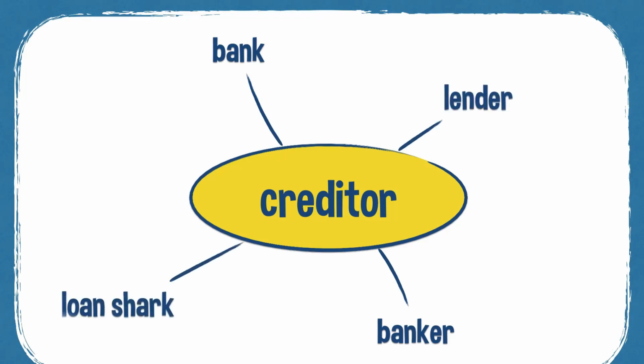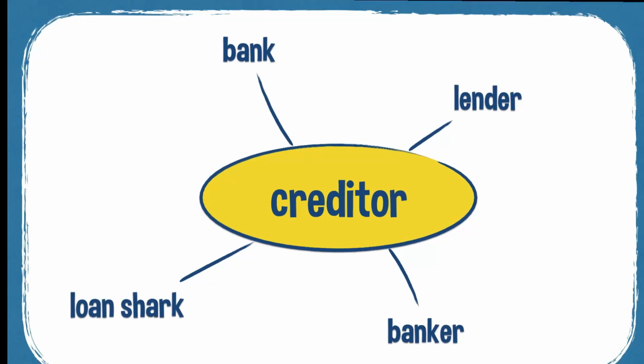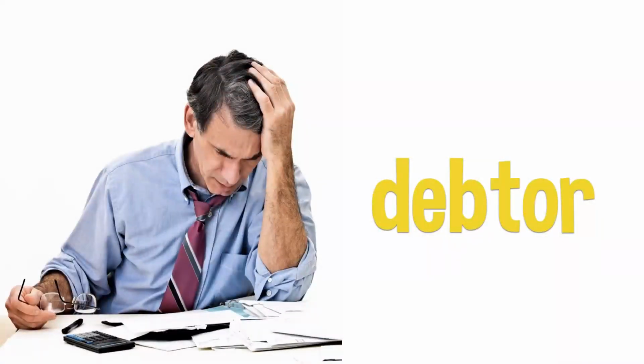lender. Loan shark is a bad nasty kind of creditor, somebody who gives loans to poor people at a high rate of interest. So a loan shark is a very nasty creditor. A debtor is kind of the opposite of creditor. So a debtor is somebody who owes money to a creditor. So if you took the money from the man with the cigar, then you are a debtor. You owe somebody money.